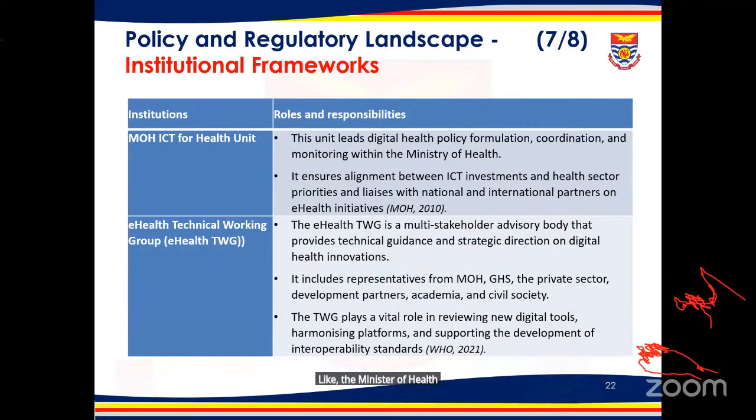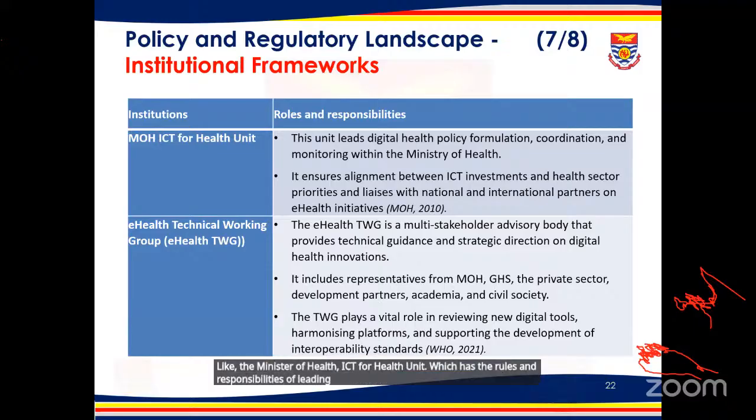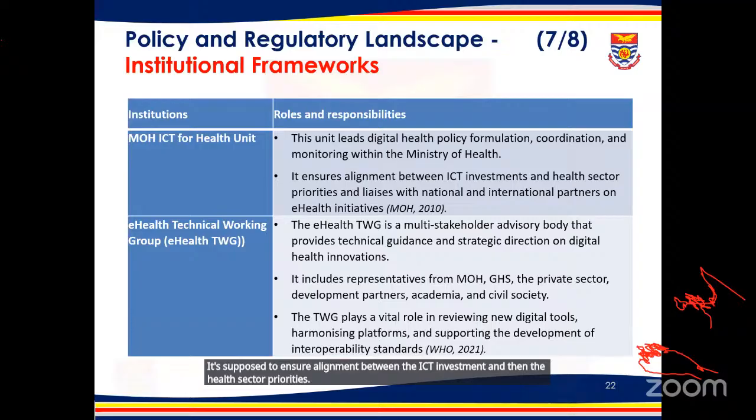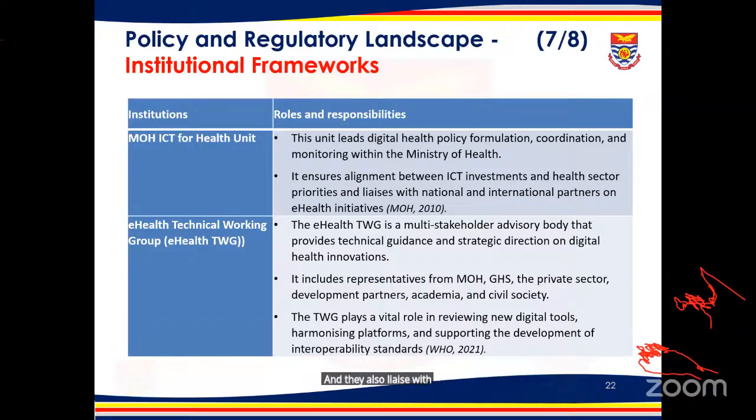Apart from these policy and regulatory guidelines, we also have institutional frameworks like the Ministry of Health ICT for Health Unit, which has the roles and responsibilities of leading digital health policy formulation and monitoring within the Ministry of Health. It is supposed to ensure alignment between the ICT investment and the health sector priorities, and also liaise with national and international partners on e-health initiatives.